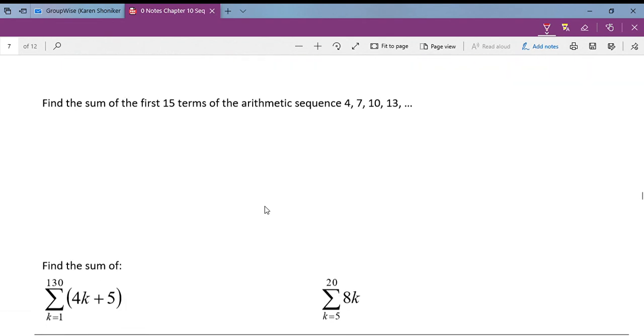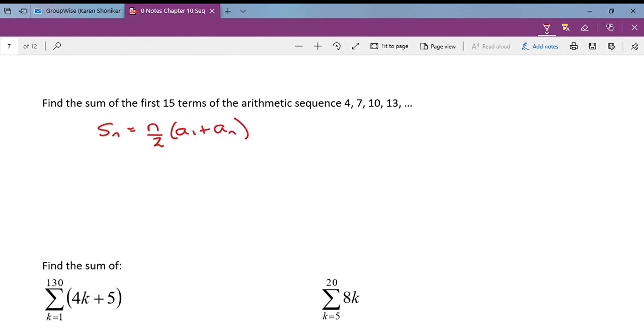So for example, if I wanted to find the sum of the first 15 terms of this arithmetic sequence, I know the formula for finding the sum is S_n, so the sum of n terms is equal to the number of terms divided by 2 times the first term plus the nth term. So if I wanted to find the sum of 15 terms, I would do 15 divided by 2, and I would times that by the first term plus the 15th term.